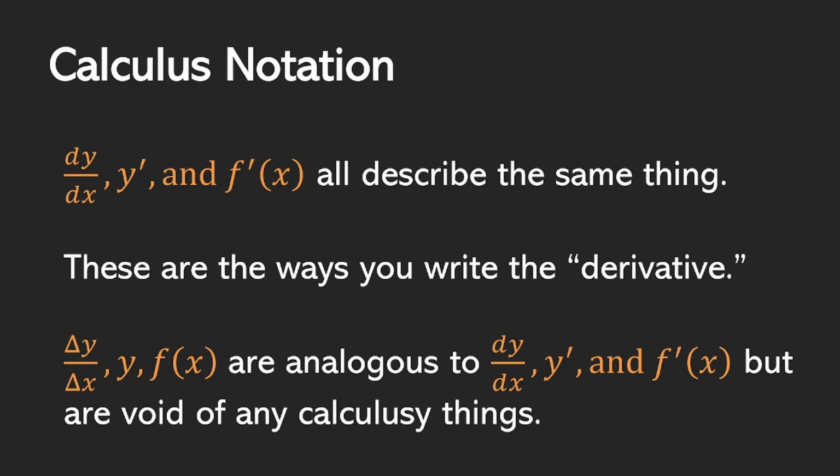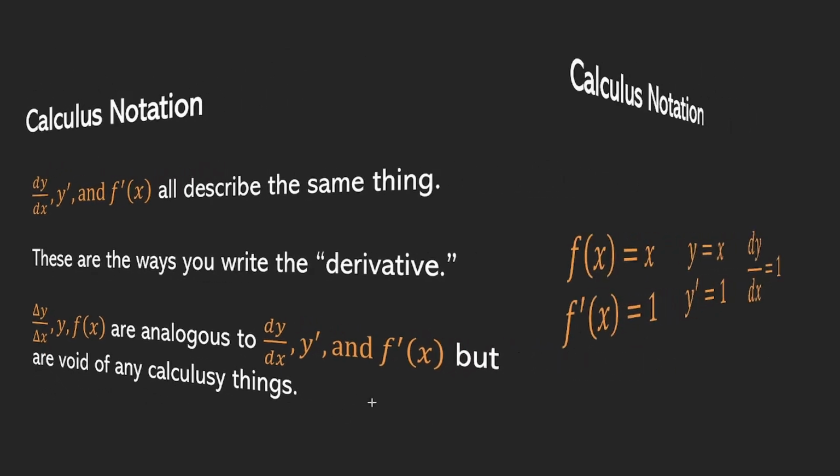So let's just review or digest some of the notation that might be confusing you. Alright, so dy over dx here, y prime and f prime of x are all describing the same thing. These are ways you would write the derivative, or in other words, the slope of a function. Okay, and I'll explain more, but dy over dx is pretty much the same as delta y over delta x. Y prime is telling you the slope of y, and f prime is telling you the slope of x.